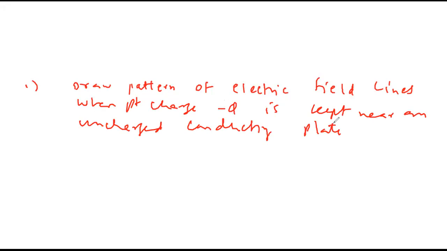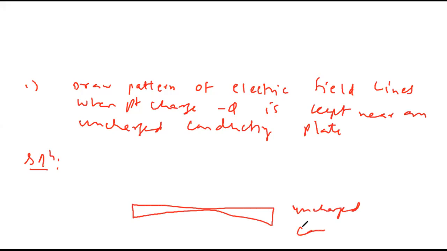When placed near an uncharged conducting plate. See, what does it mean? If this is an uncharged conducting plate, here we have minus q charge placed near it. We want to draw the pattern of electric field. How many of you can draw?